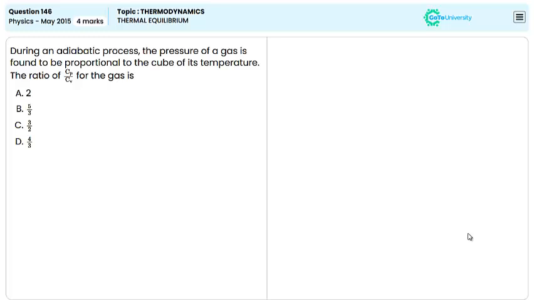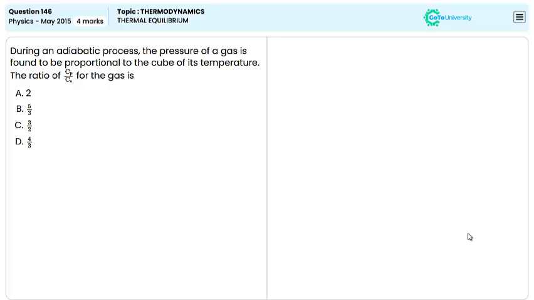During an adiabatic process, the pressure of a gas is found to be proportional to the cube of its temperature. What is the value of the ratio of Cp by Cv for the gas? The question involves an adiabatic process where the pressure P of a gas is proportional to the cube of its temperature T, which means P is proportional to T cube. We need to determine the ratio Cp by Cv for the gas.